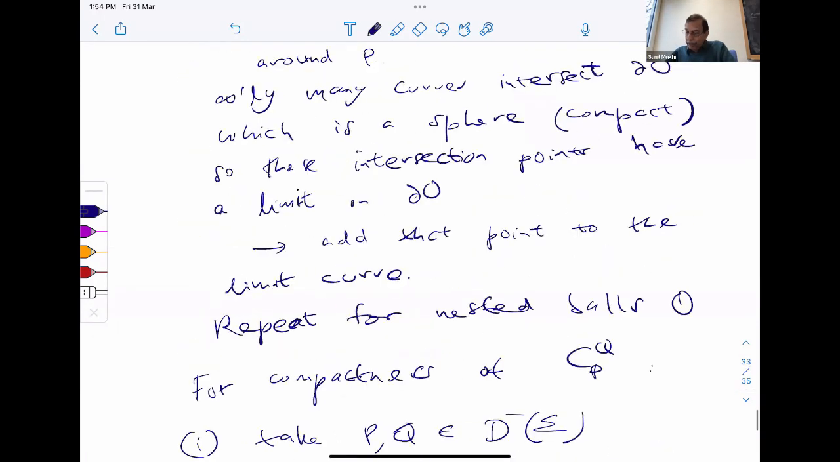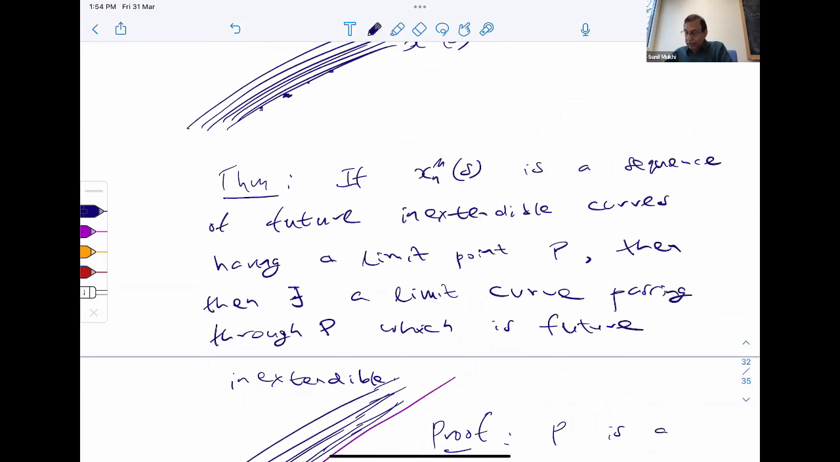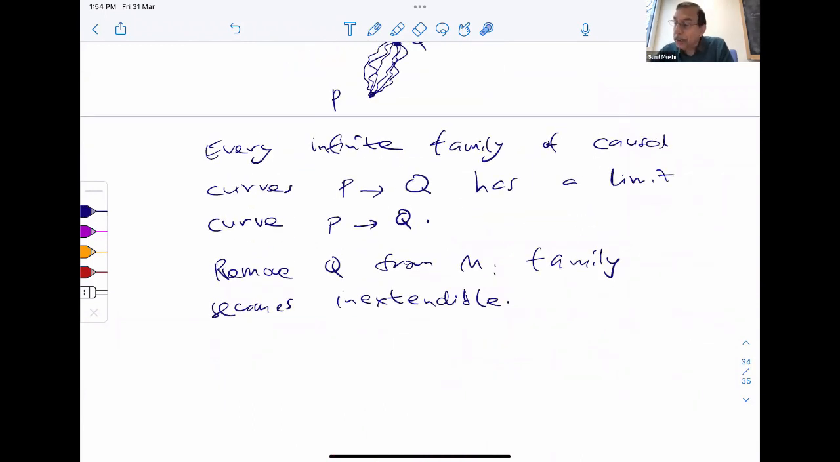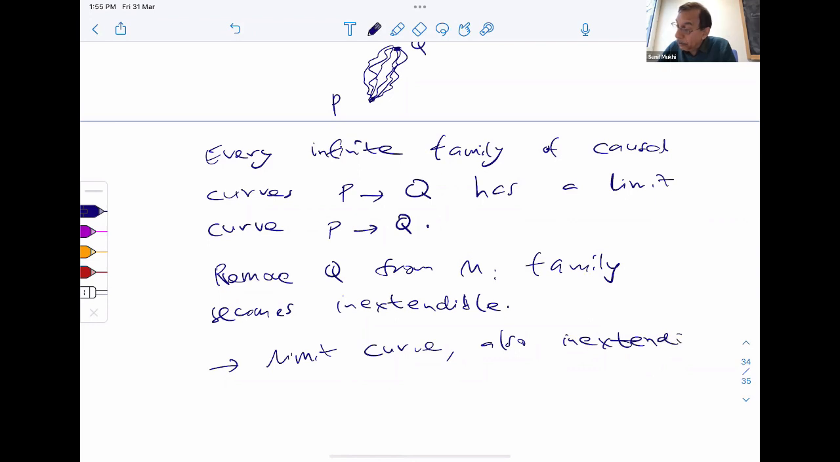Now we apply the previous theorem, the theorem on inextendable curves: if there's a sequence of future inextendable curves, then they have a limit curve which is also inextendable. So I remove Q from the manifold. Then I note that all the infinite family of curves from P to Q become inextendable. Then they have a limit curve, also inextendable, for which Q is a future endpoint. Well, Q is not in the manifold. So if it were, it would be a future endpoint. Because it's not in the manifold, this limit curve is also inextendable.